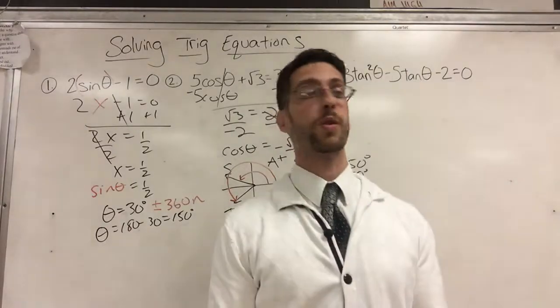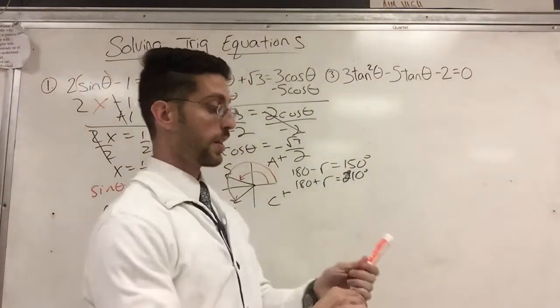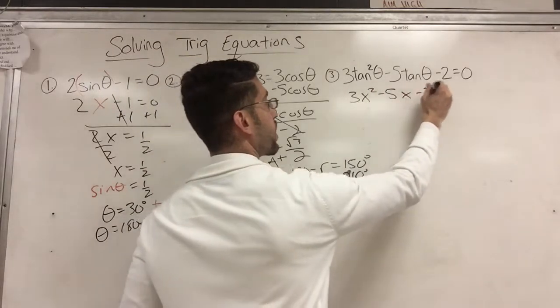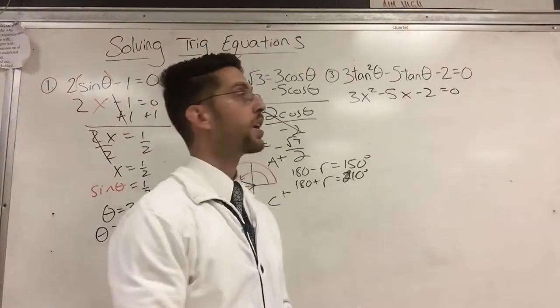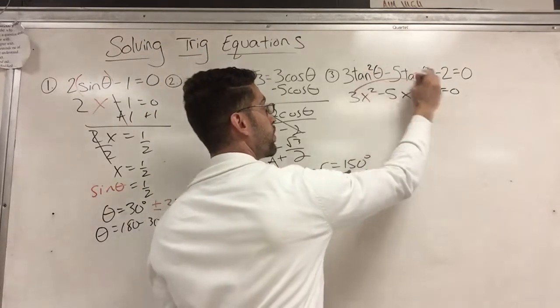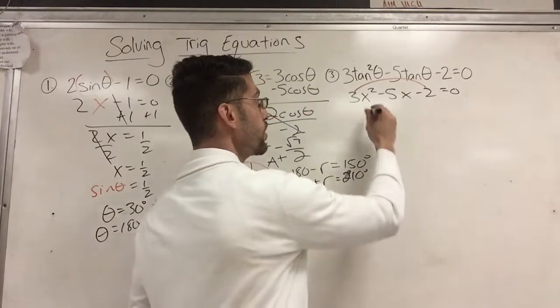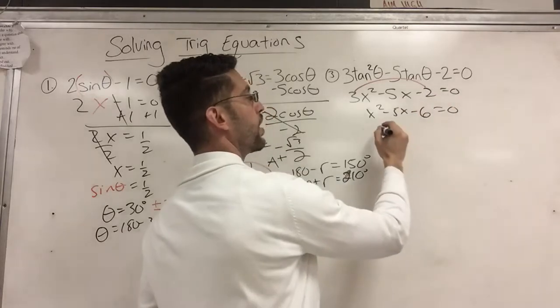Oh man, this one looks crazy. So you could replace the tangent of theta with x and write it like this. 3x squared minus 5x minus 2 equals 0. Now it's a quadratic, but you know how to solve that. I'm going to use rainbow, which I taught in Algebra 1. So this becomes x squared minus 5x minus 6 equals 0.